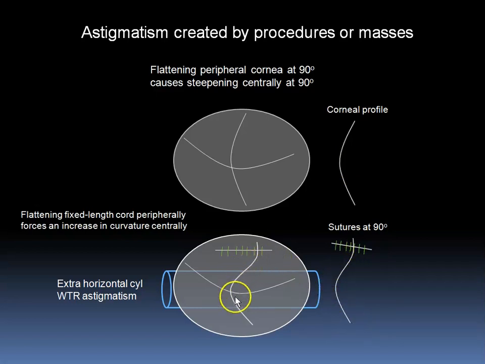A steeper vertical meridian is like having a horizontal plus cylinder embedded in the cornea, which is therefore with the rule astigmatism. Similarly, a mass under the upper lid that has a weight to it can also flatten the peripheral cornea superiorly and cause a similar astigmatism.